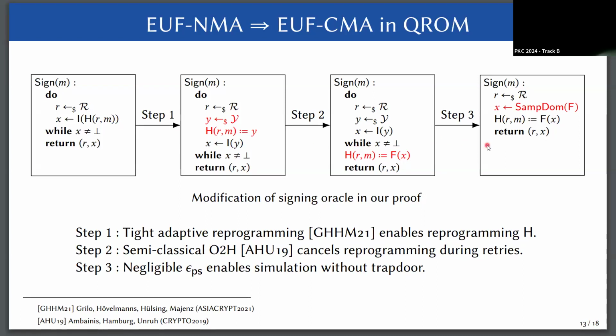And in step 3, we don't use a trapdoor anymore. X is generated by the sample domain function. And if we take a look at these two oracles carefully, we realize that negligible epsilon PS enables this kind of simulation. Okay, in the end, we can simulate the sign oracle without using the trapdoor.